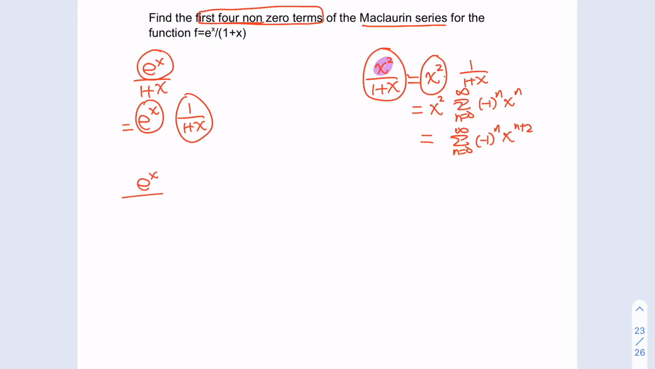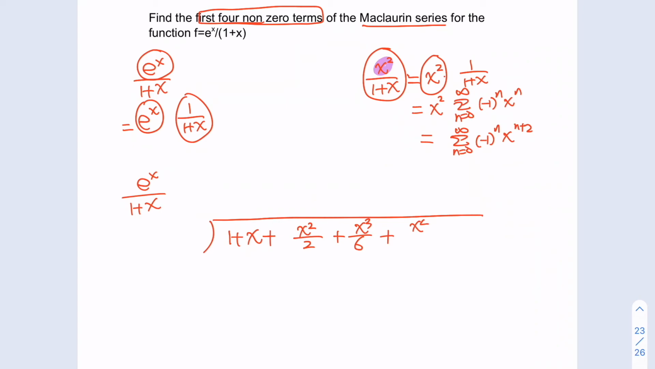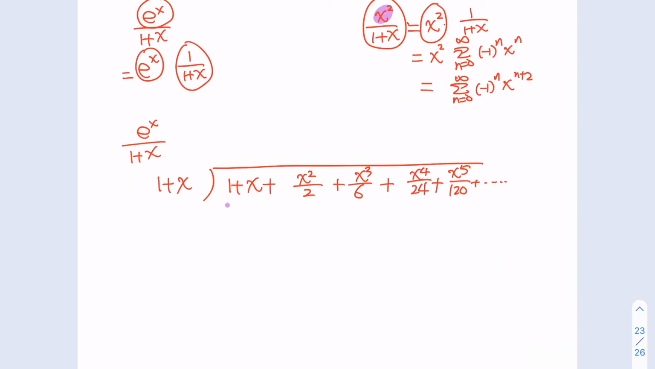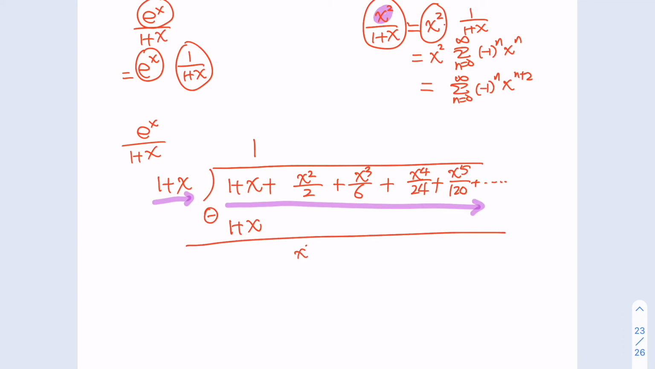So e to the x over 1 plus x. As we know, e to the x is 1 plus x plus x squared over 2, x cubed over 6, x to the 4th over 24, x to the 5th over 120, divided by 1 plus x. Be careful here because the numerator is in increasing order. We want to make sure the denominator is also increasing. So first we put 1 here, it's 1 plus x. We do the subtraction. We'll have x squared over 2 plus x cubed over 6.